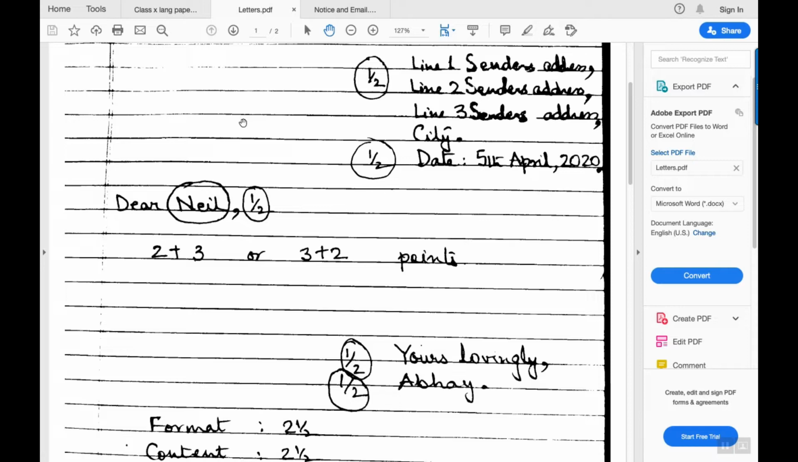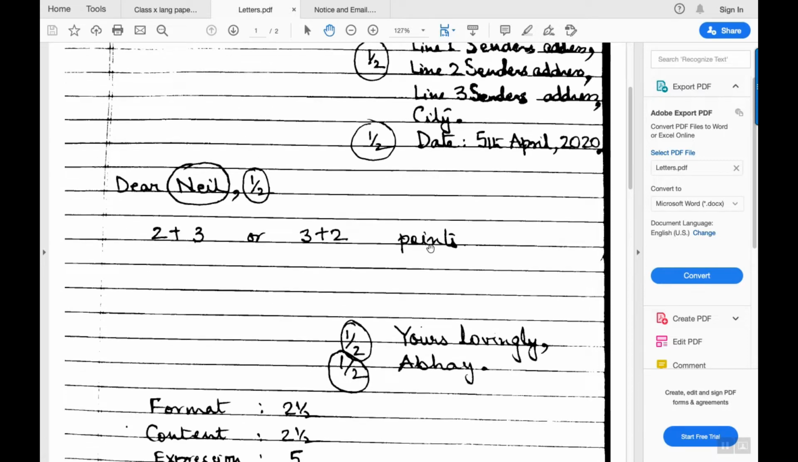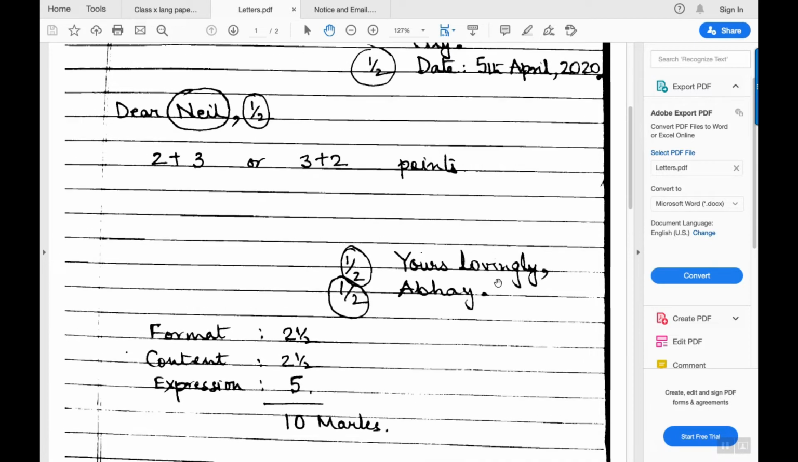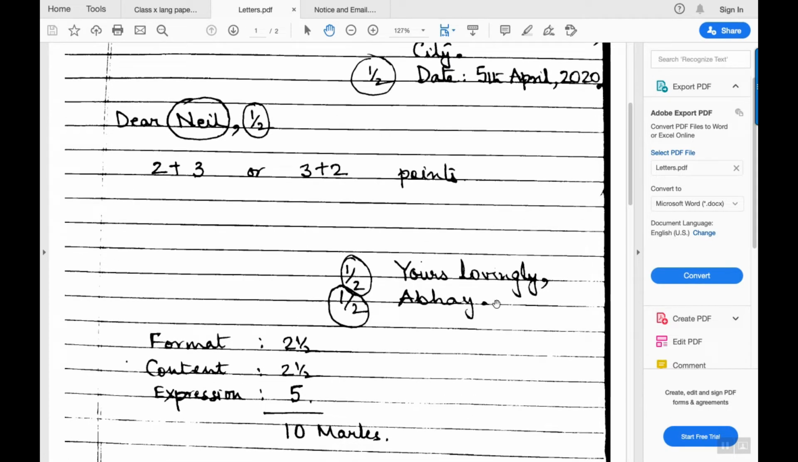Coming to the end. Now see, a common problem which I've seen: not many points have been covered in this letter by you. Very limited number of points you have written. Now, coming to "yours lovingly" or "yours loving", Abhay is your name. Now see, it is not Abhay and your surname, because you're writing to your brother. He knows you by your first name. So it will be "yours lovingly, Abhay".